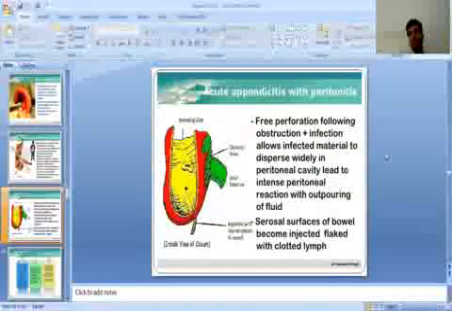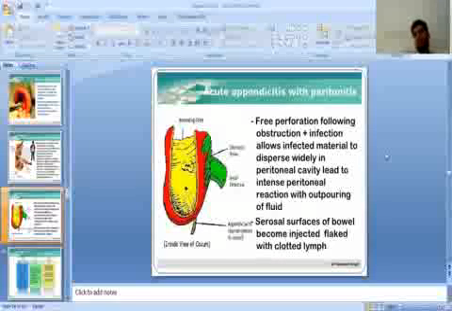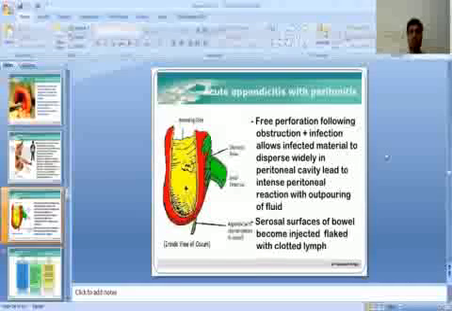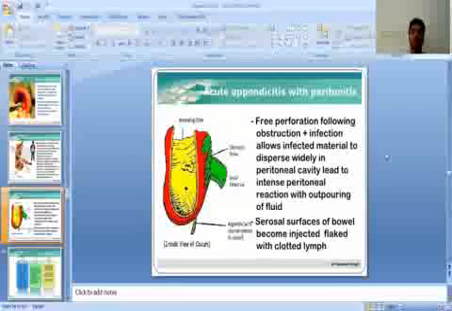Acute appendicitis with peritonitis. Perforation following obstruction plus infection allows infected material to disperse widely in the peritoneal cavity, leading to intense peritoneal reaction with outpouring of fluid. The serosal surface of the bowel becomes injected and flecked with clotted lymph.